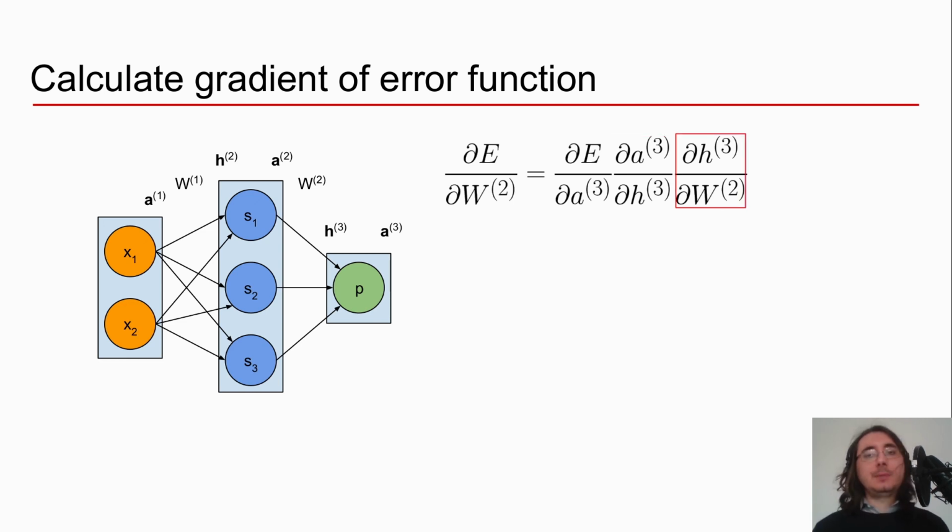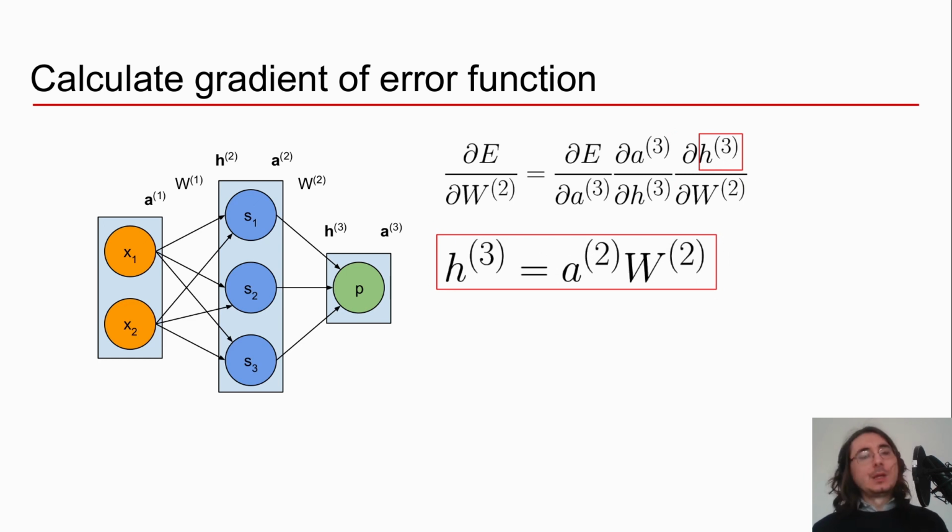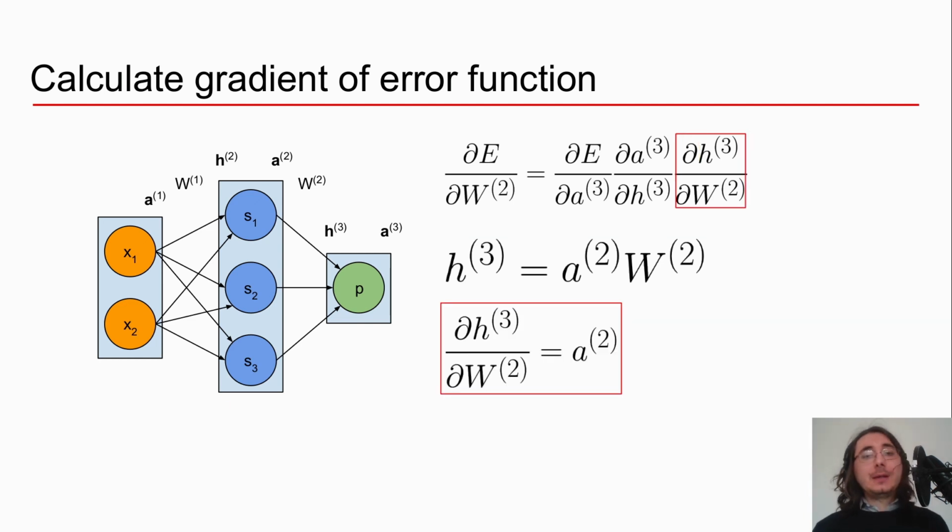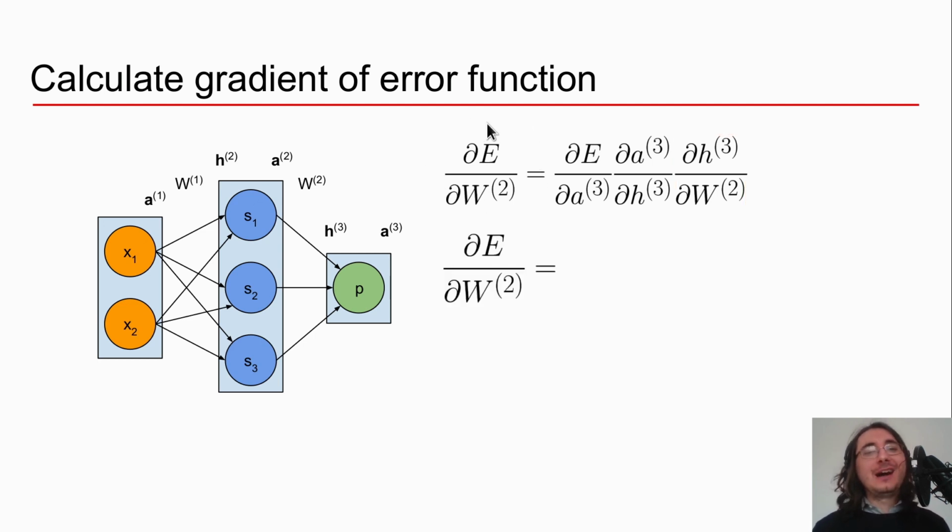Let's move on to the third element. So it's the derivative of H3 over W2. So H3, you guys should know this by now, it's given by the matrix multiplication of the activation vector by the weight matrix of the second layer. Nice. So this is basically a linear transformation. And so if we do a derivative of H3 over W2, we are going to end up with A2, the activations. Cool.